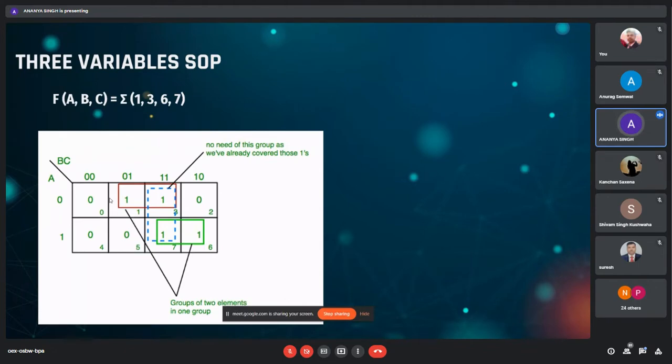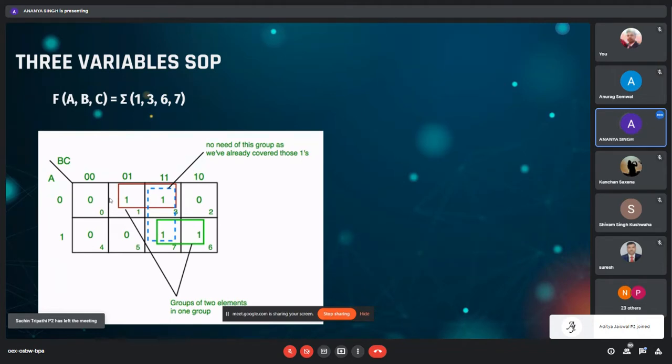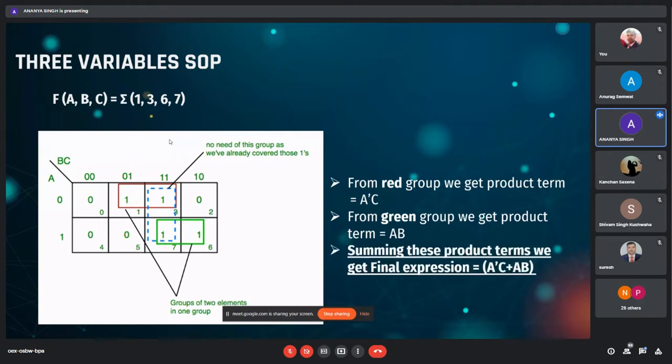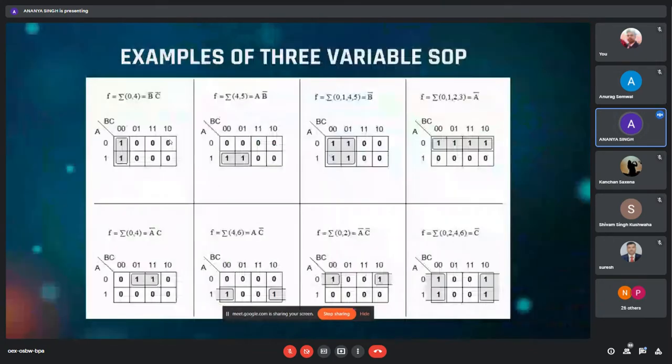The K-map is filled by using zeros and ones according to their types. They are solved by making groups. Now we can see it's SOP, and hence we will fill the cells with 1 respective to their min terms. Next, we create rectangular groups of 2, 4, 8 and consecutive terms. With the help of these groups, we find product terms and then sum them up. In this example, I've used 2 groups to cover all the min terms. From the red group, we get the product term AC. From the green group, we get the product term AB. And summing these product terms, we get the final expression as AC plus AB. Coming to the next slide, I've shown many examples of three variable SOP.